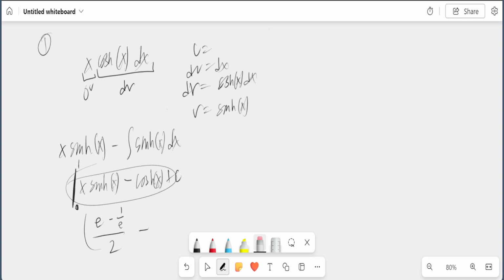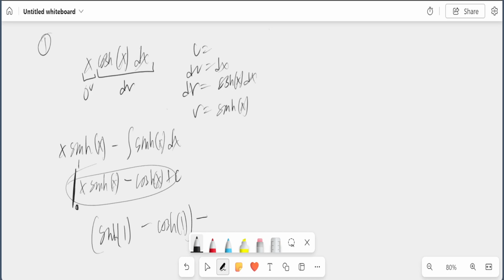Wait, what does it mean when it asks to put it in terms of cosh and sinh? Actually, I was about to say I jumped the gun a little bit. You don't need to actually put it in terms of e. Just put sinh 1 minus cosh 1 minus. So this is basically what he wants you to do.